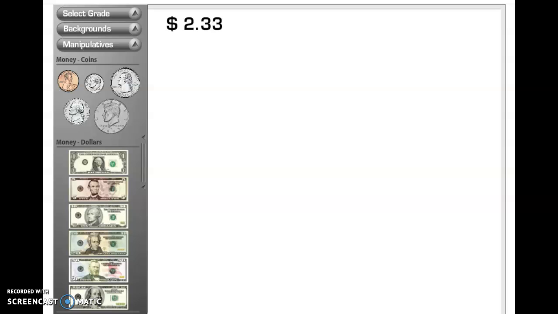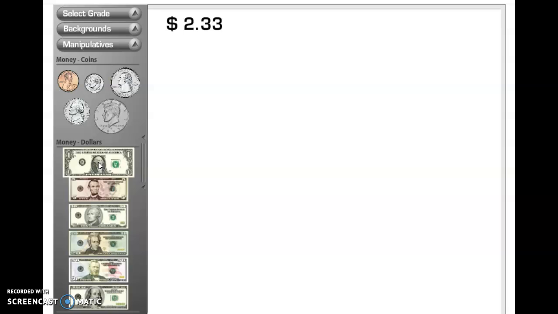All right, so in this video, we're going to be practicing creating amounts of money, but also using dollar bills. The first amount of money that we're going to create is $2.33. There are lots of different ways that you could represent this amount of money using dollar bills, coins, or a combination of them.